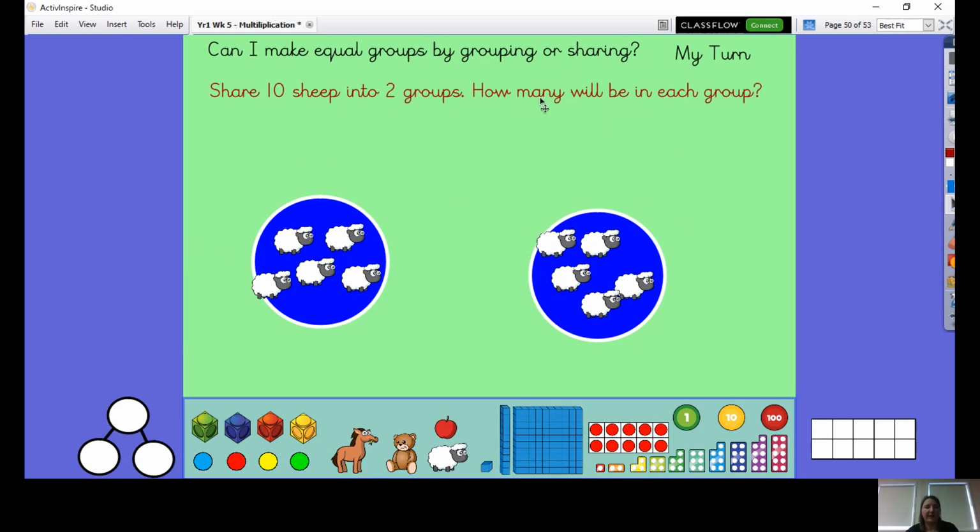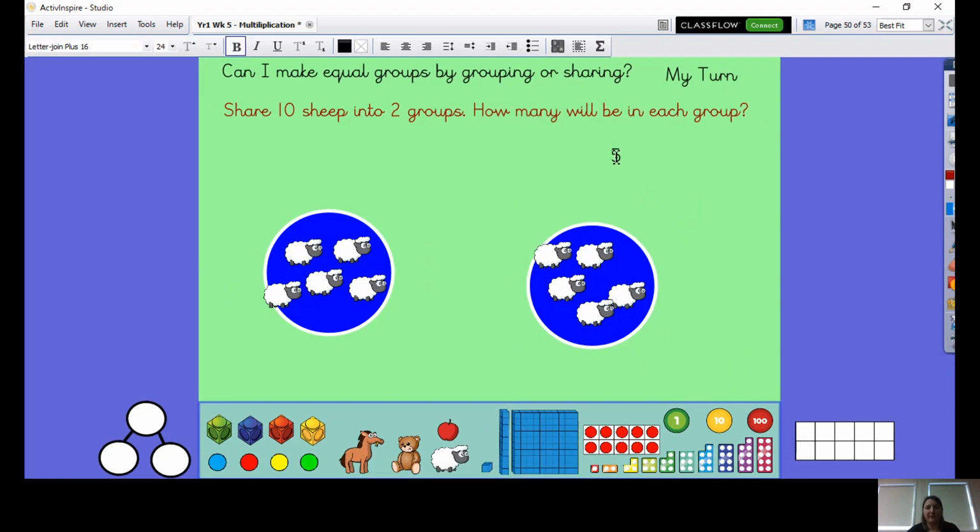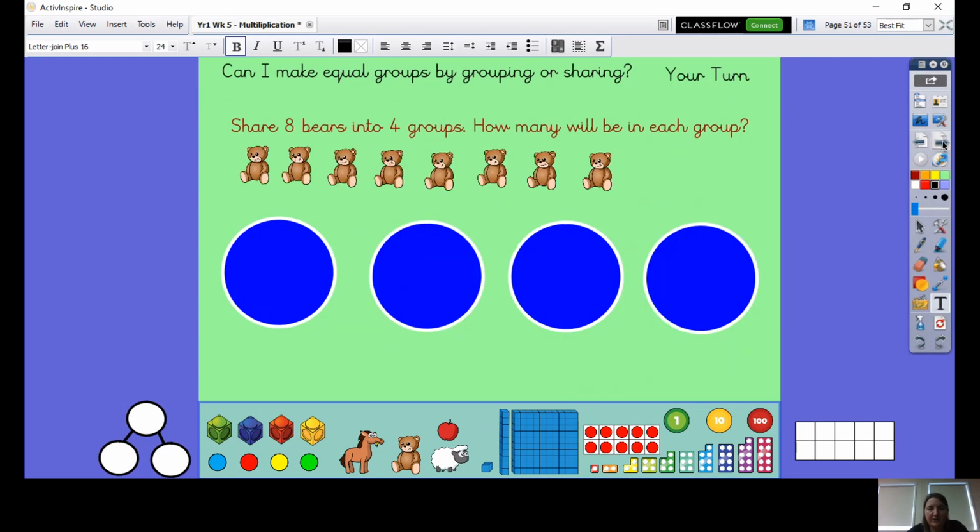So how many will be in each group? I've got 5 sheep in this group and 5 in that group. So how many will be in each group is 5. Okay, so it's your turn now.